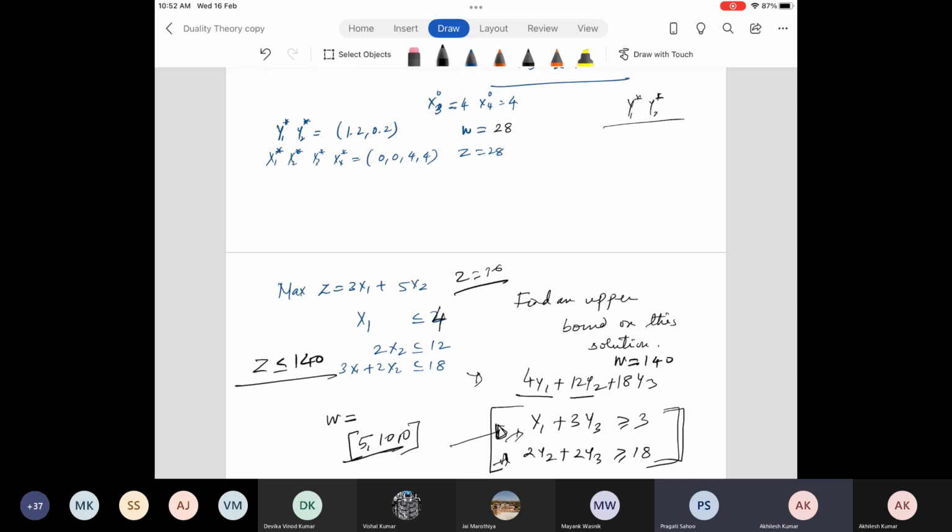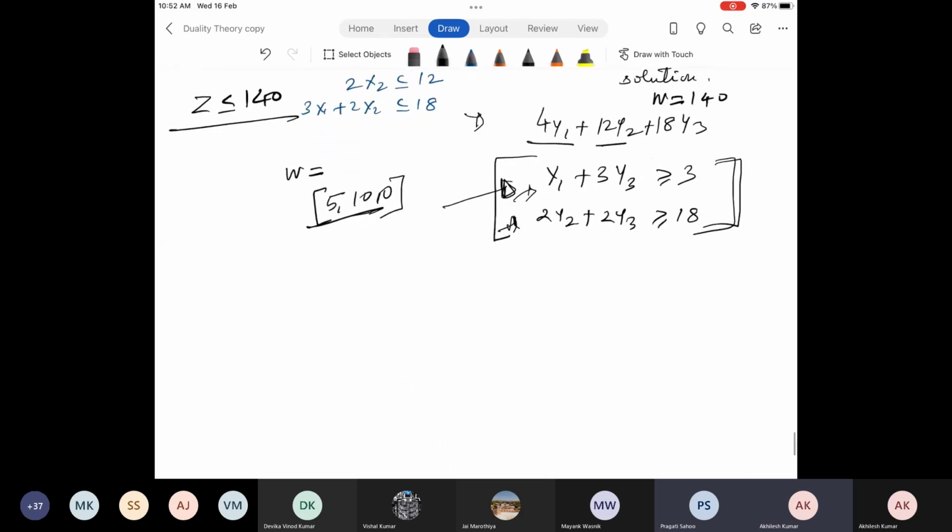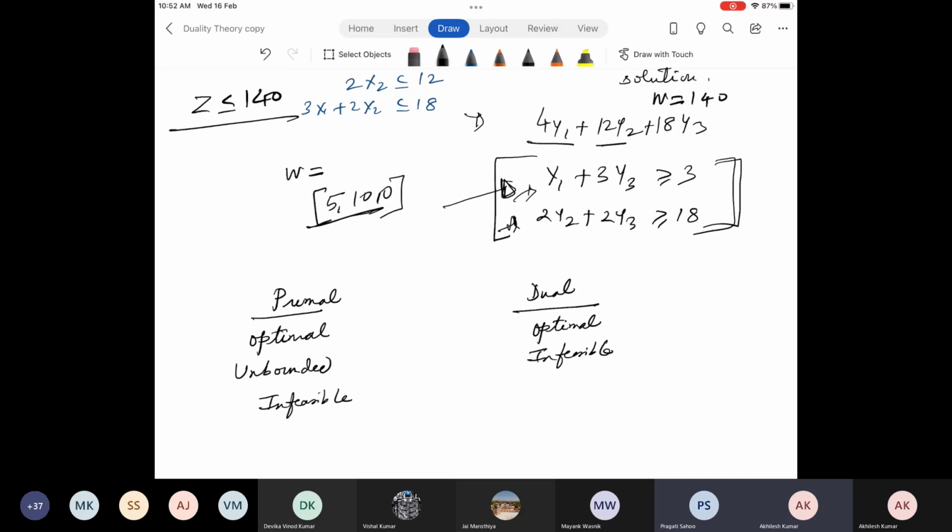Now for you to understand how these things work, there is also a very interesting relation between primal and dual which I want to tell you. Again, assuming the standard form, if the primal problem is optimal, the corresponding dual problem will also be optimal. If the primal problem is unbounded, the dual problem will be infeasible. If primal is infeasible, two cases can happen depending on standard form. It can be unbounded or infeasible.